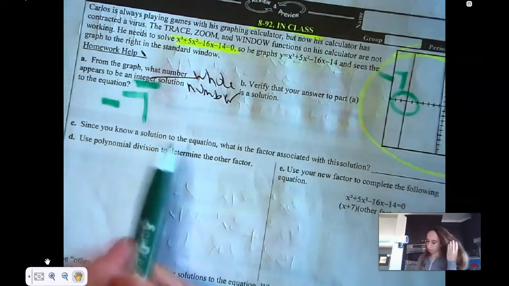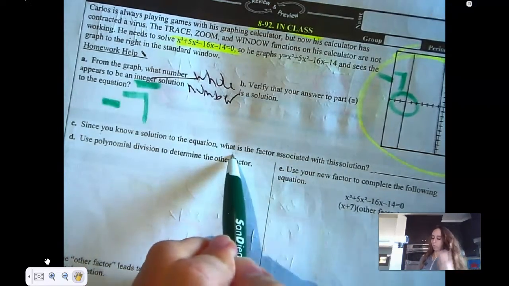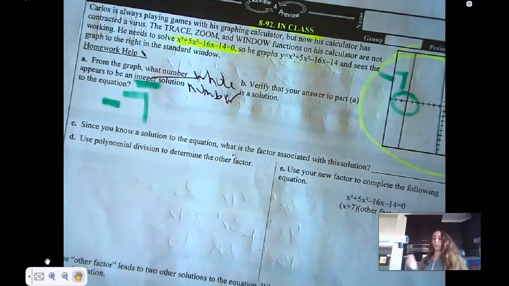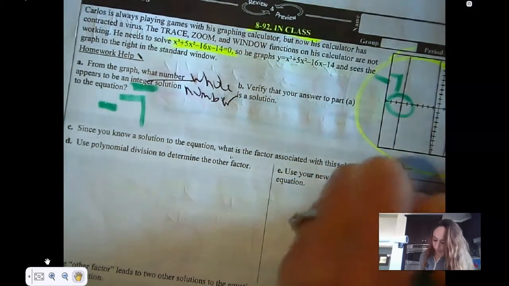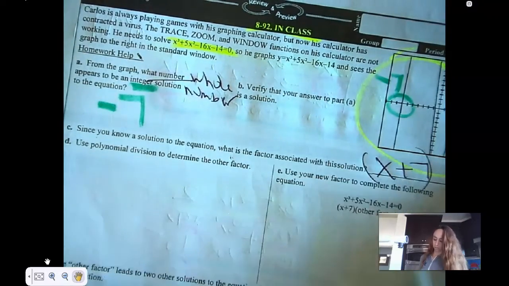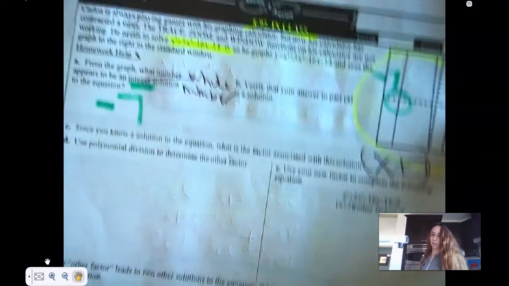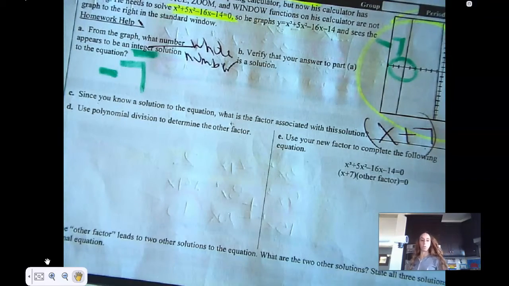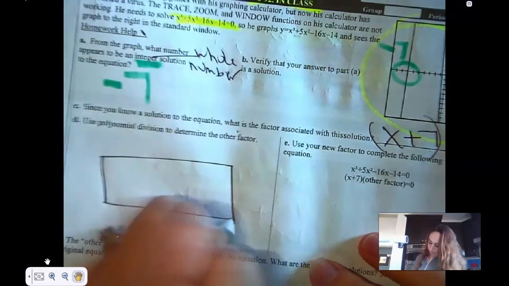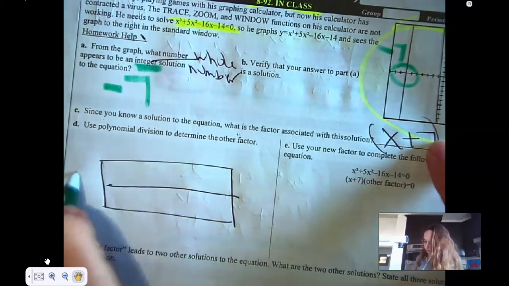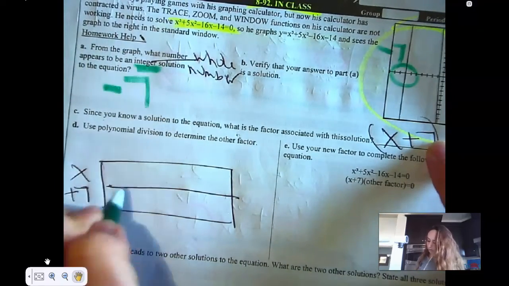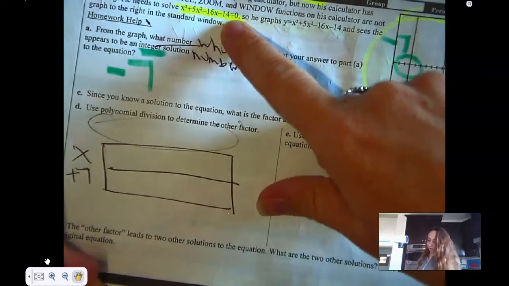All right. Now, since you know that -7 is the solution, what is the factor associated with it? So now what they want you to do is go backwards. So that would be x plus 7. And if you set that equal to 0, you get -7. That's going to come into play. So now they want you to use polynomial division, which is what we just did in this section, to figure out what the answer of the rest of them are. Okay? So what I'm going to do is I'm going to go like this. And I'm going to put this x plus 7 here. Okay? And what we need to figure out is what is going to go up here. So we'll take this, we'll bring it down here.